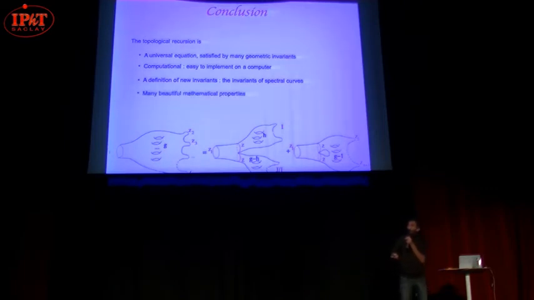And it can be used to define new invariants, the invariants of spectral curves. And these are very useful. And as I showed you, many known invariants, like Gromov-Witten invariants, are special cases of the topological recursion invariants. And they have really amazingly beautiful mathematical properties. And they have already found many applications, but there are many more to come.